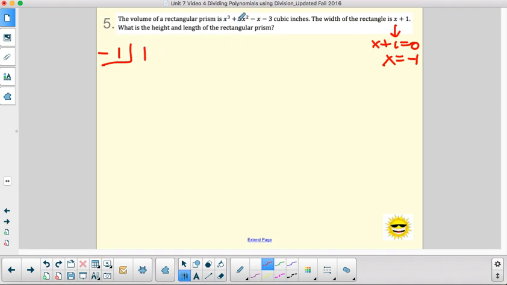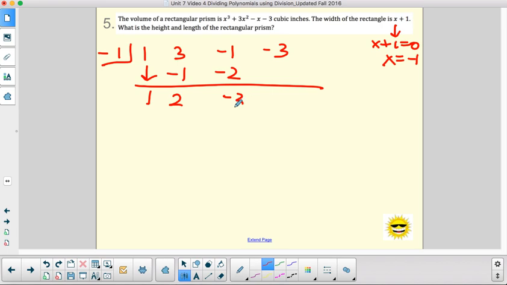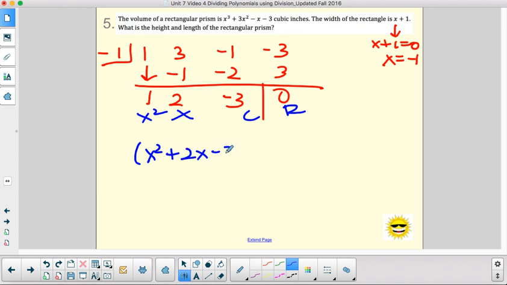So we would have 1, 3, negative 1, negative 3. Bring down the 1. We multiply negative 1 times 1. And then we have 3 plus negative 1, so 2. Negative 2. This is negative 3. So there it is. Divided out our factor of x plus 1. Remainder, constant, x squared. So I currently have that my width is x plus 1, but my height and length is x squared plus 2x minus 3.